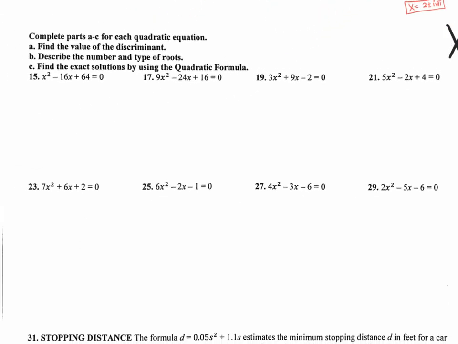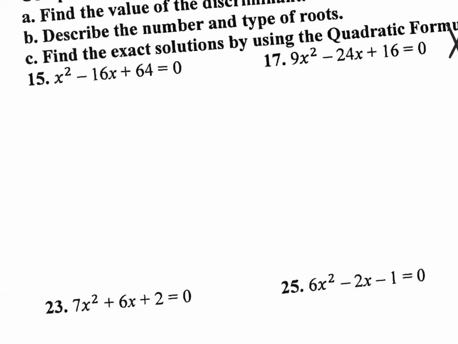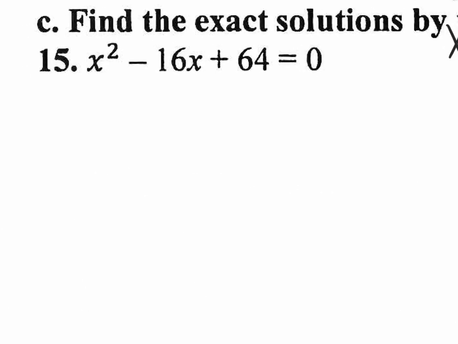So down here, they want you to state a bunch of different things. I just say, use the quadratic formula. It's going to ask you for the discriminant. It's going to ask you for describing the number and type of roots, right? So how about this, number 15? I could use the quadratic formula, but what's an easier method to solve this guy?